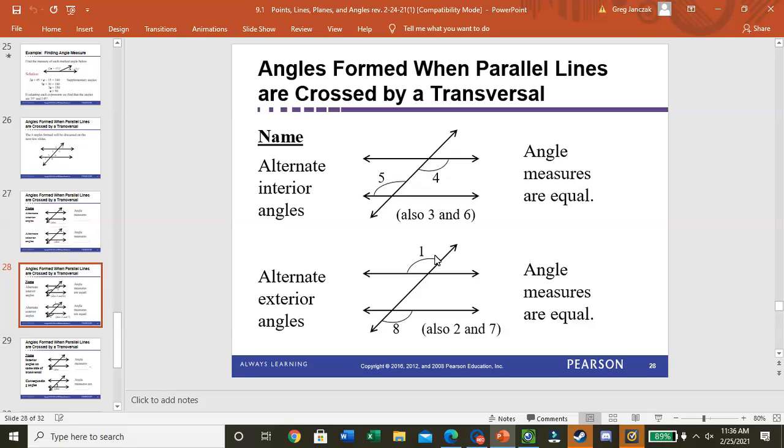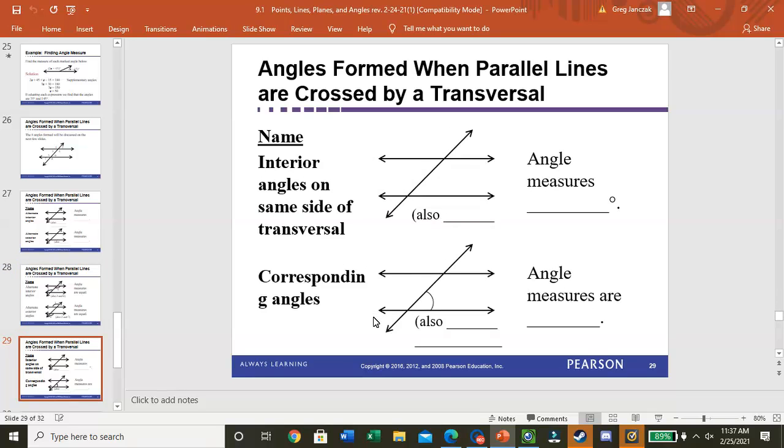Alternate exterior angles would be the angles that are exterior or outside of the parallel lines, and then alternating sides from the transversal. So 1 and 8 would be alternate exterior, and also 2 and 7. The 2 would be here and 7 would be on the other side. All right. Questions with that? Okay.